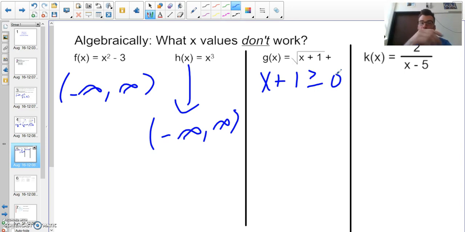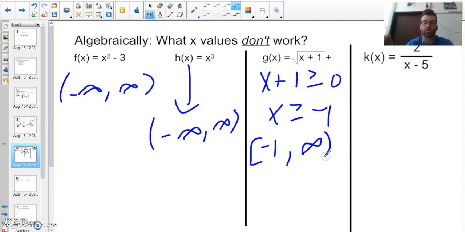Well, let's solve for x here. Subtract 1 from both sides. x must be greater than or equal to negative 1. Well, how would we write that in interval notation? Inclusive on negative 1 to infinity. Wow, that's neat.